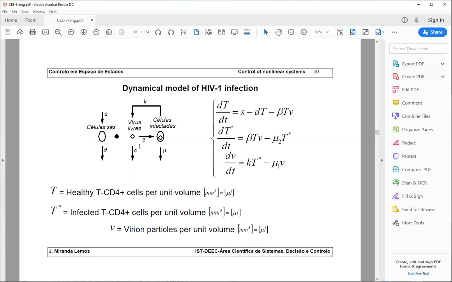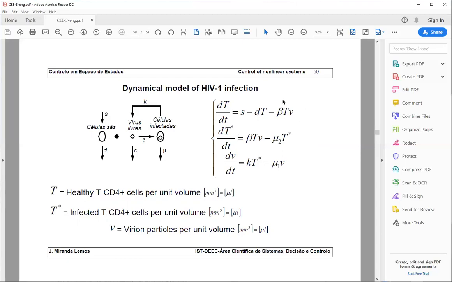So this network here represents the process that I have just referred to. And look at the equations. We have a state made of three variables. T, capital T, is the concentration of healthy cells of the immunitary system. Actually, it is T CD4 plus cells. T star is the concentration of infected cells, and V is the concentration of virus particles, the so-called virions. And we are assuming that the rate of production of new cells has a constant term, which I represent by this term S. Then it has a death term, so there is a death rate, and D is the death rate in the absence of infection.